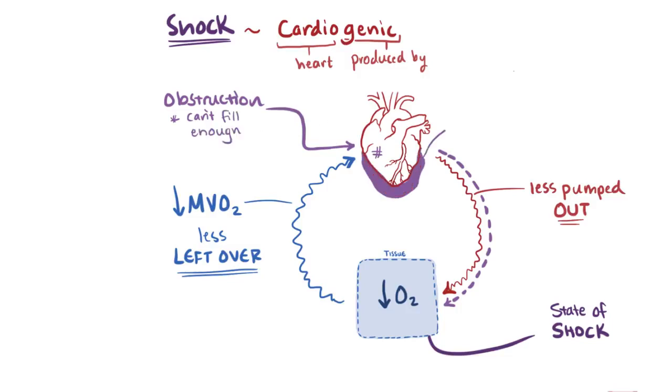For example, we might have the pericardial sac fill up with fluid from an infection, or blood from a traumatic accident like getting stabbed in the chest.